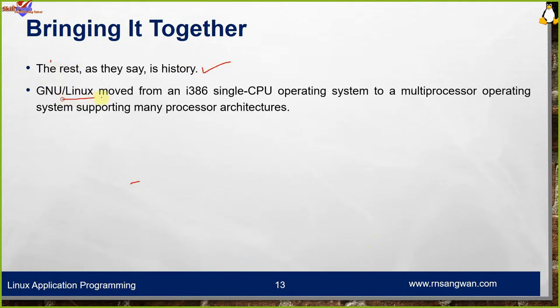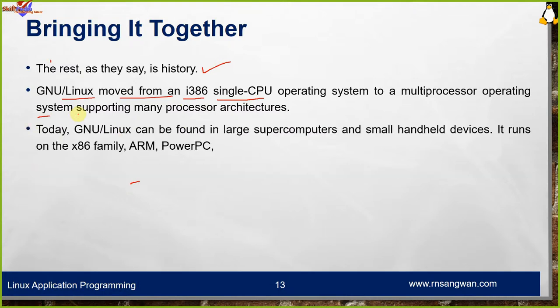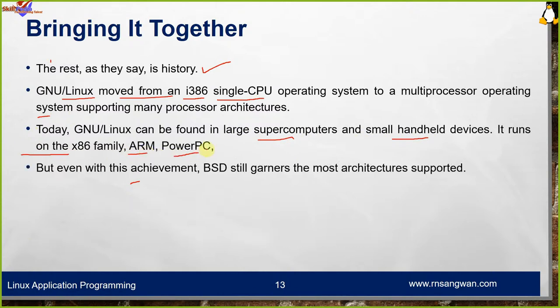GNU Linux moved from an i386 single CPU operating system to a multiprocessor operating system supporting many processor architectures. Today, GNU Linux can be found in large supercomputers and small handheld devices. It runs on the x86 family, ARM, PowerPC, and others, to name a few. But even with this achievement, BSD still garners the most architectures supported.